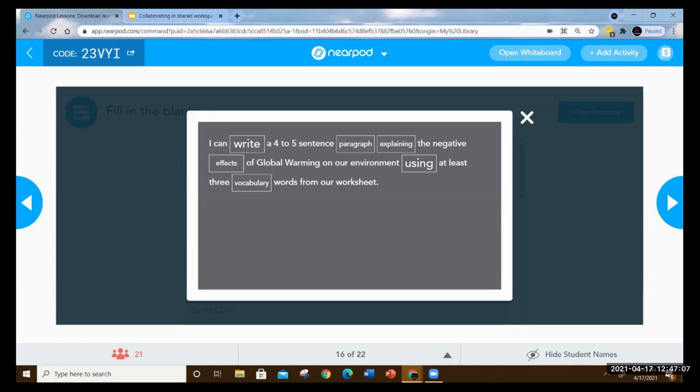So obviously acquisition is they're using the worksheet. They're going to incorporate the vocabulary. That's a measurable, accessible outcome. And they're going to do this by writing a paragraph. And their task is to explain the negative effects of global warming. I've covered all my bases.